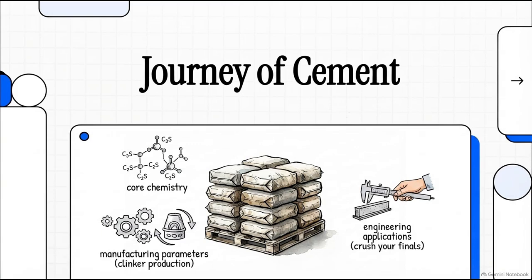Welcome to this explainer. You asked us to explain the cement chapter, so that's exactly what we're going to do. We're turning that dense engineering textbook chapter into a clean, visual study guide to help you crush your final exams. We are skipping the fluff and zeroing right in on the core chemistry and manufacturing parameters that you're actually going to be tested on.